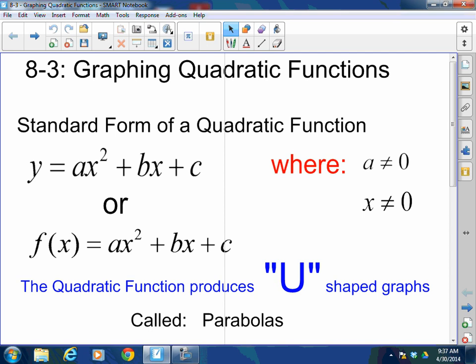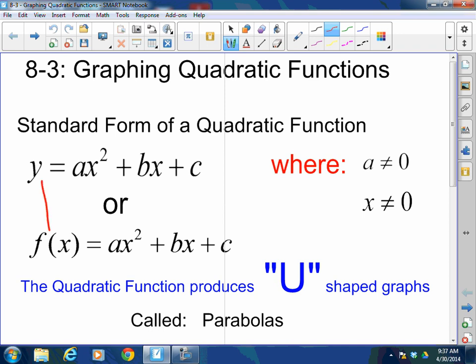I know it's like, what is he doing? I'm repeating myself a lot. Yes, I am. I want to make sure that you really understand quadratics, okay? So what is the quadratic standard form? It's y equals ax squared plus bx plus c.